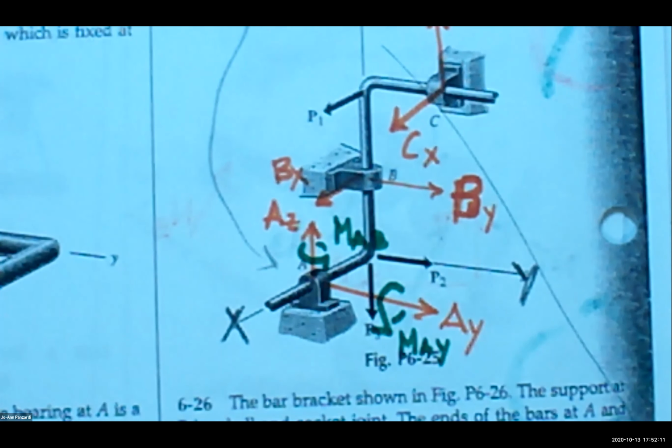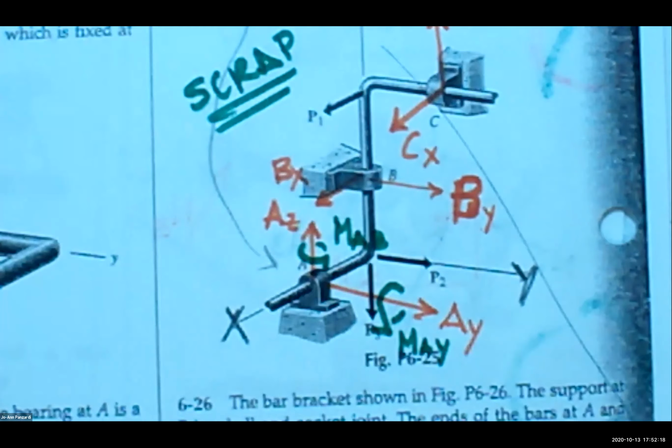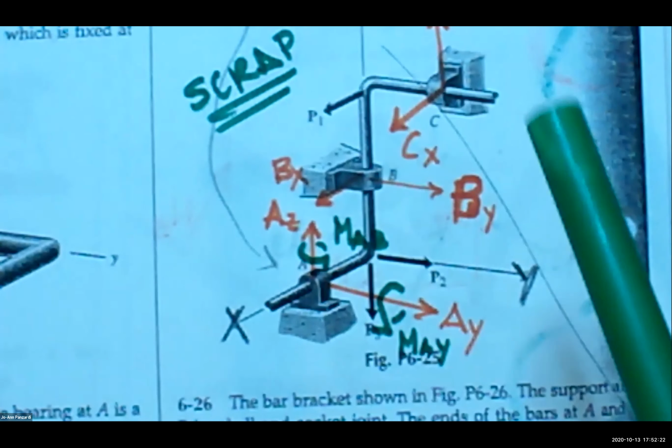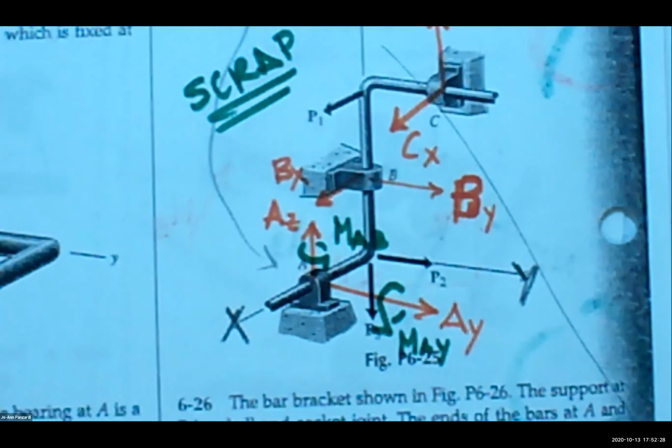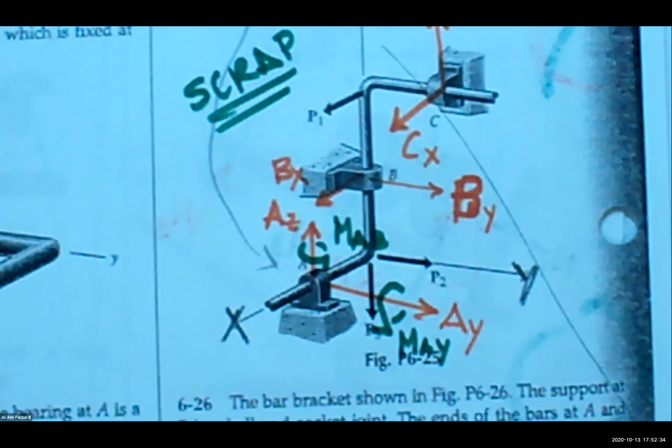Now, I have to remind you that this is really scrap. This is not my free body diagram. Why is this not a free body diagram? Because it's still showing connections. Yes, awesome. Because it is still connected. I have to remove that bar from all the connections and draw all the reactions at the supports, and then it's a free body diagram.